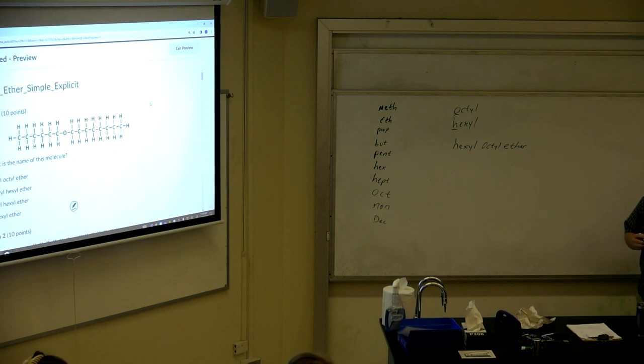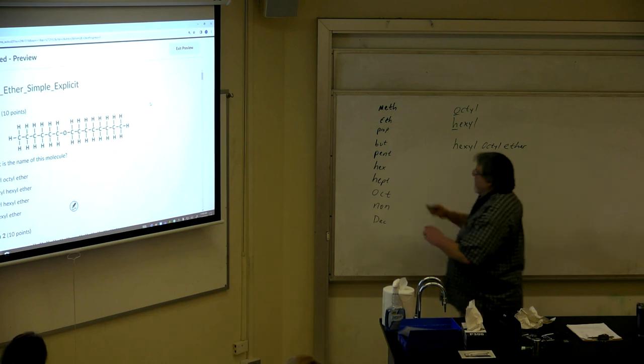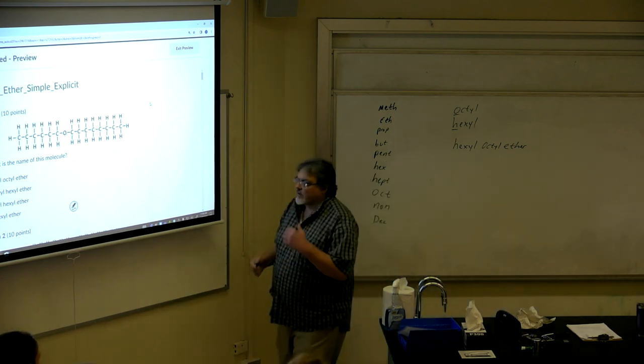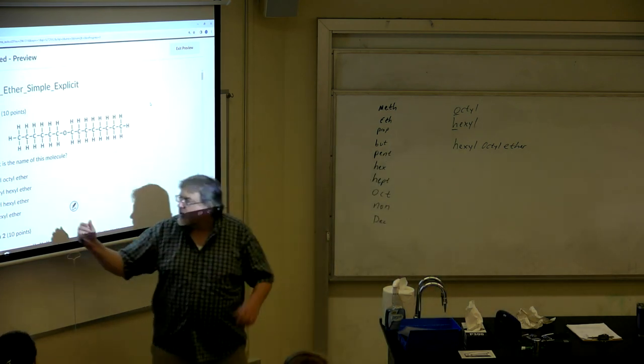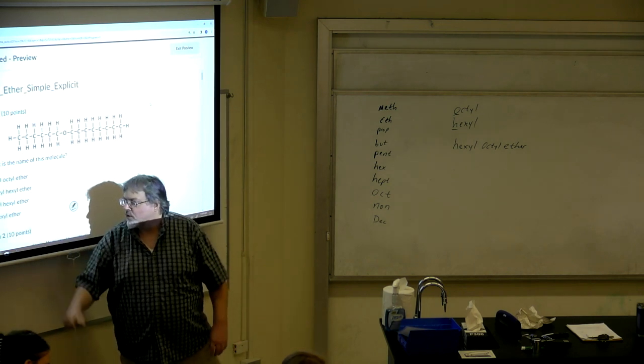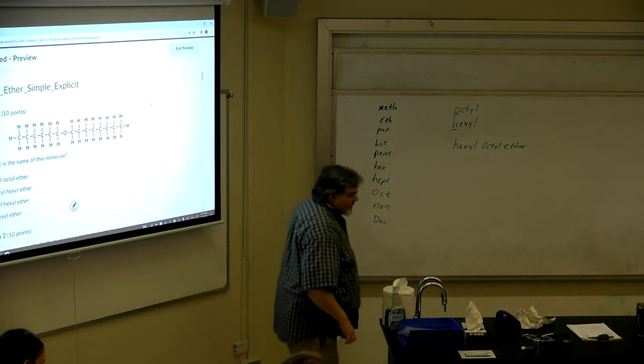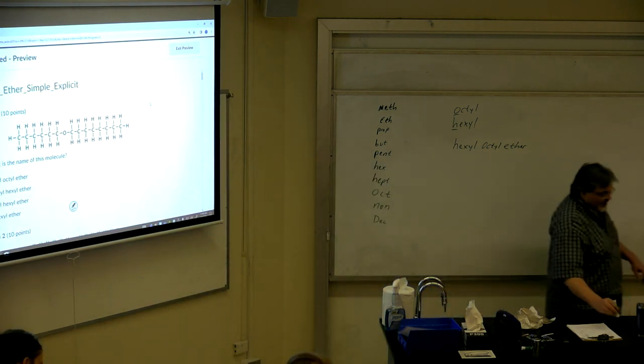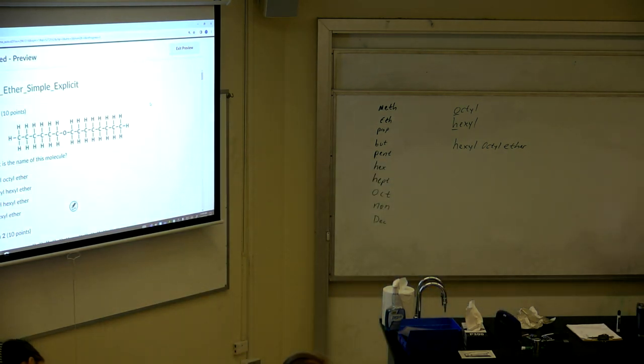And there's really no reason to hang on this. That's how simple these are. Ethers are very simple. You've got these prefixes that you need to know. Truthfully, properly, there's not a space here. It all just goes as one word. I just split them out so it's easier to see, easier to pick out. So this one should be hexyl octyl.